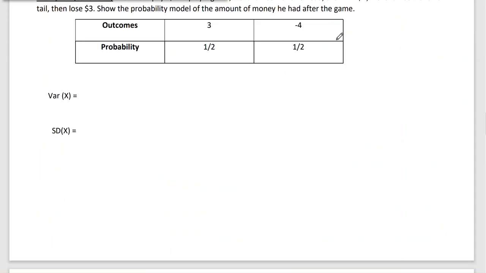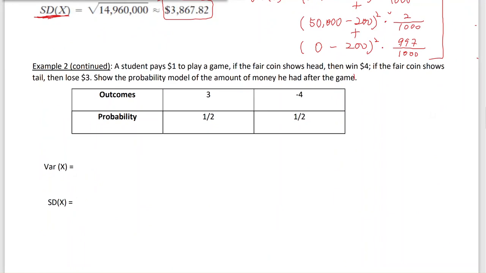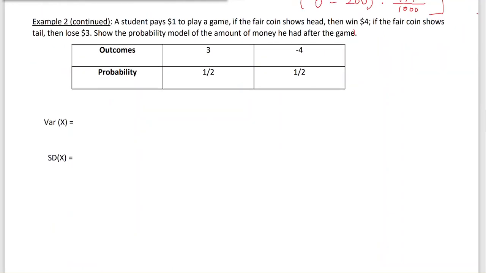For the second example, let's do another practice for the variance. Let me write down the formula again. The variance of x equals the summation of each outcome minus the mean, which is the expected value, squared, times the corresponding probability. From the last practice, we already got the expected value: this student will get negative $0.5 on average. So what is the variance?